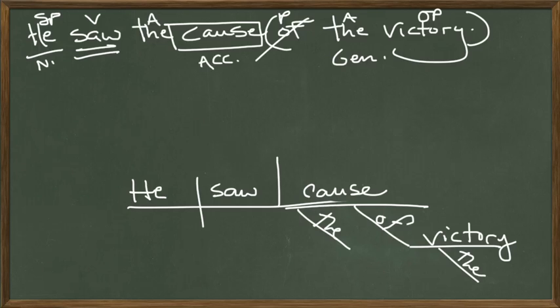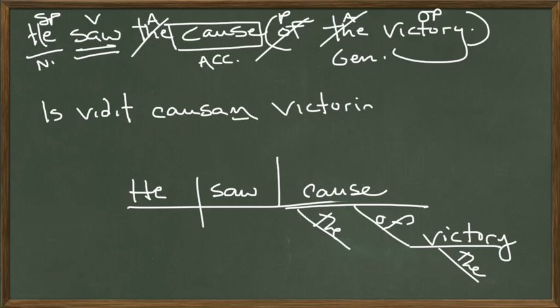Okay, last step is to translate this into Latin. So, is vidit, he saw. What did he see? He saw causam. Causa is cause in Latin. Accusative, causam. We add that M there at the end. Is vidit causam. He saw the cause of victory. We're not going to translate the article adjective, so we'll eliminate those.